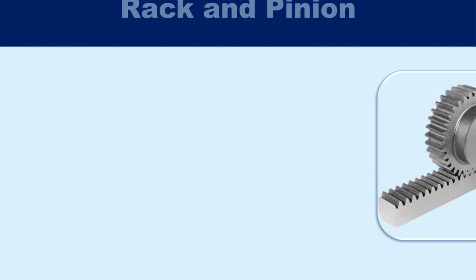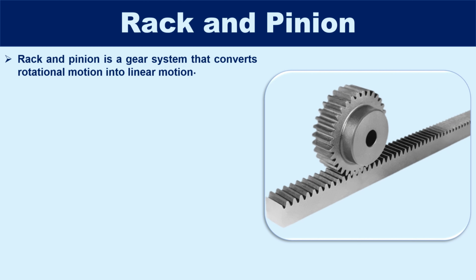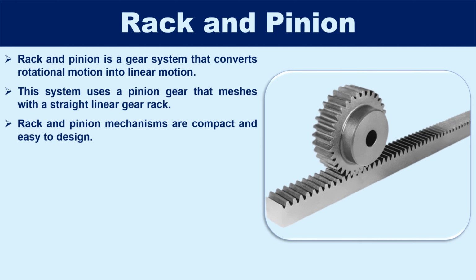Rack and pinion. Rack and pinion is a gear system that converts rotational motion into linear motion. This system uses a pinion gear that meshes with a straight linear gear rack. Rack and pinion mechanisms are compact and easy to design.